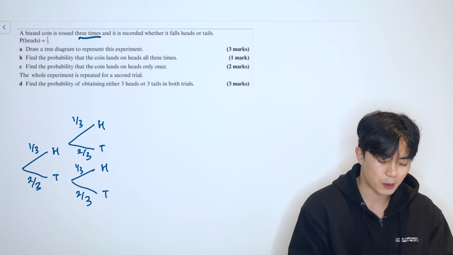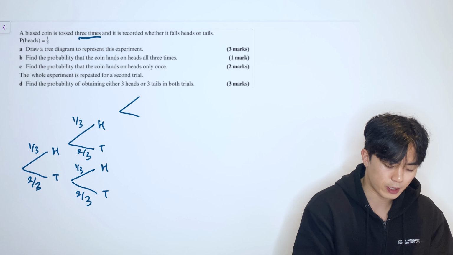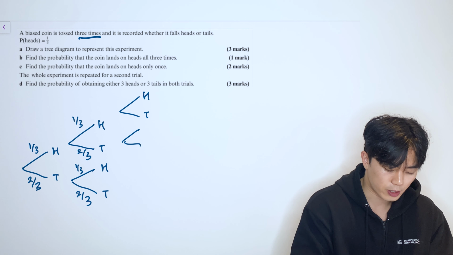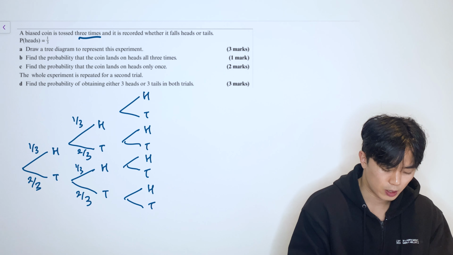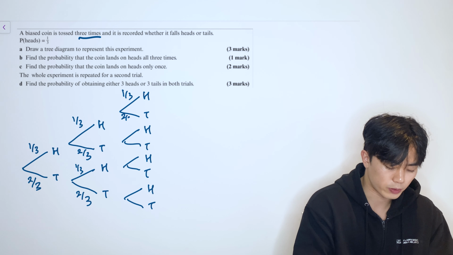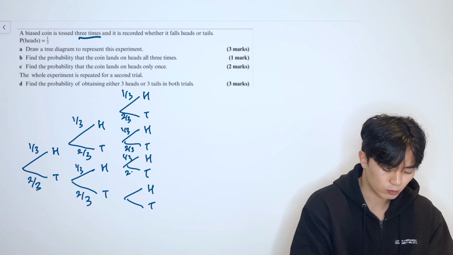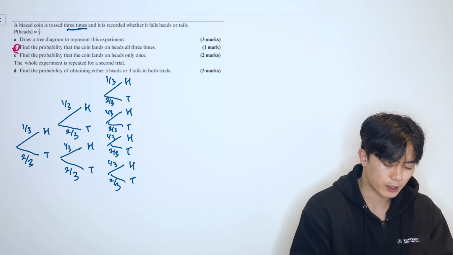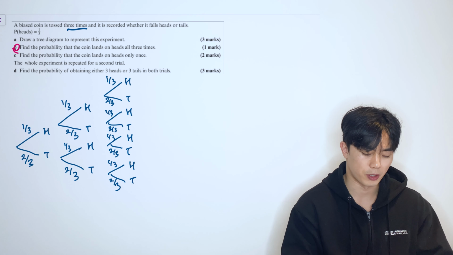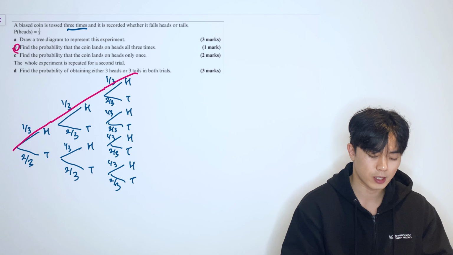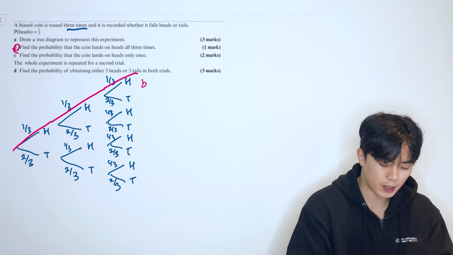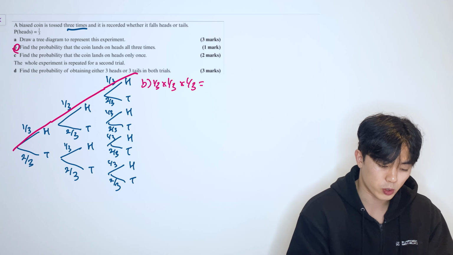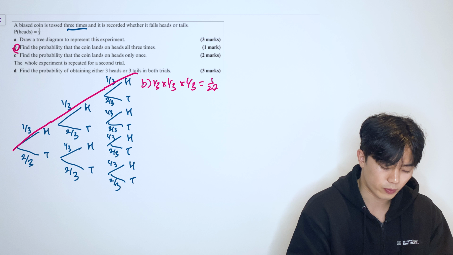Now he tosses it 3 times, so we actually have to do one more branch like this: heads, tails, heads, tails, heads, tails, and heads and tails. But the probabilities are still the same, so 1 over 3, 2 over 3, and so on. Okay, in part B, they're asking us, find the probability that the coin lands on heads all 3 times. So the route is going to be heads, heads, heads, right? So for this one, remember I have to multiply, so 1 over 3 multiplied by 1 over 3, multiplied by 1 over 3 like this, which will give us 1 over 27.